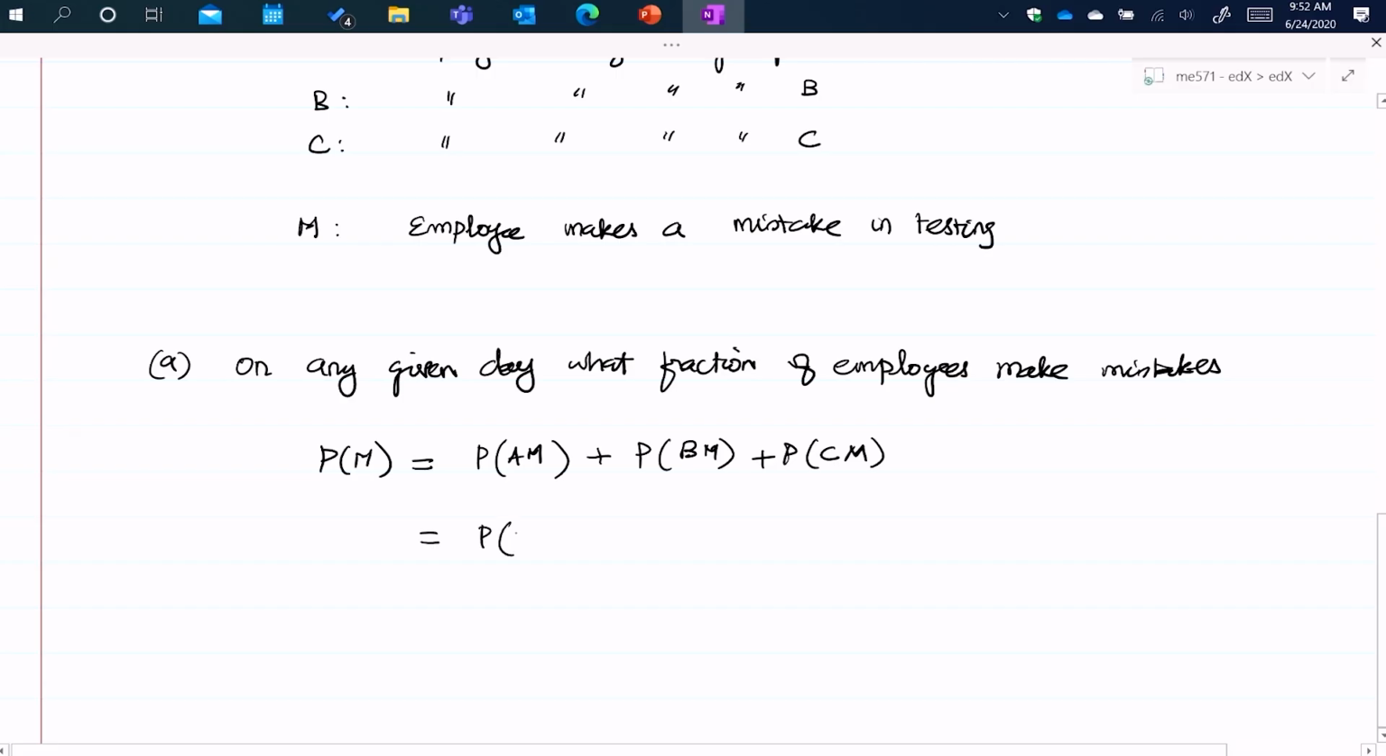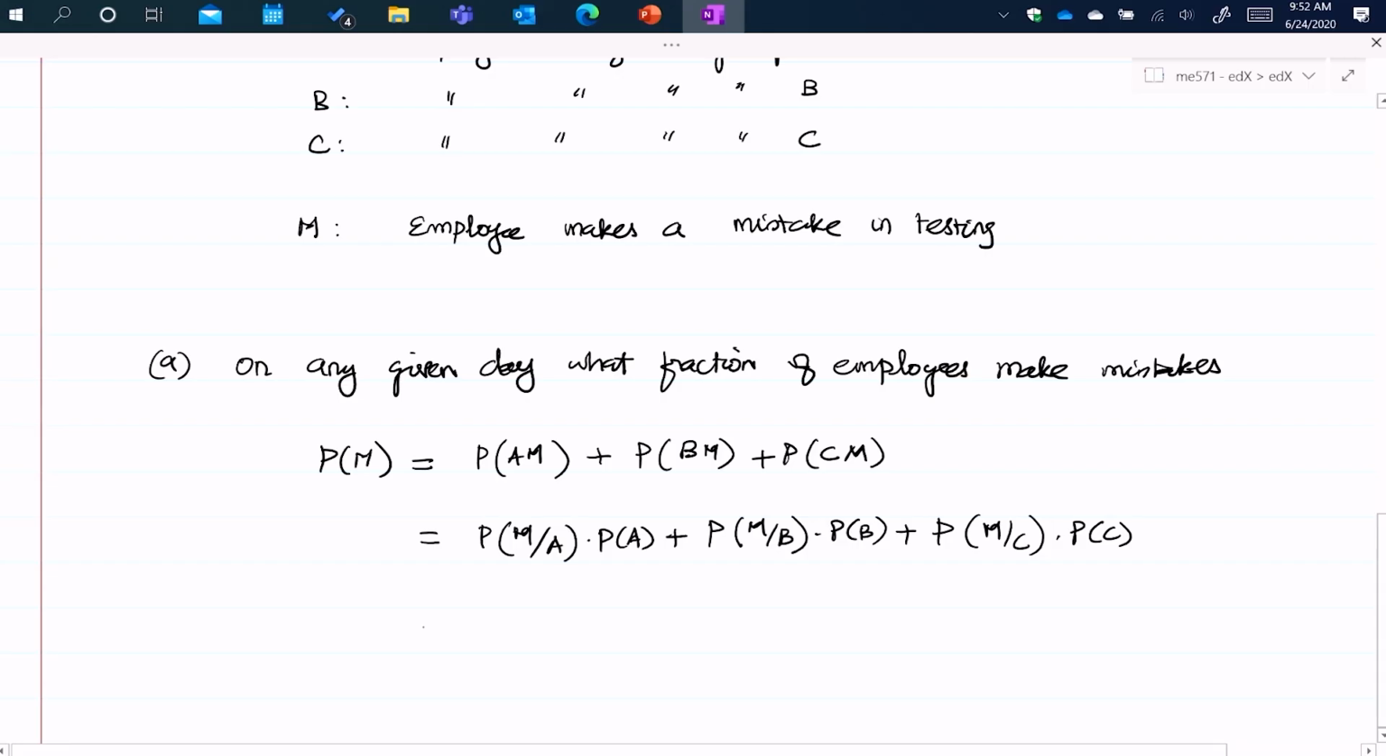From Bayes theorem I can write this as the probability of M given A times the probability of A. Here, M given A is the mistake rate given group A. And similarly, M given B times the probability of B, plus the probability of M given C times the probability of C. And I know these values, so I can go ahead and estimate these.